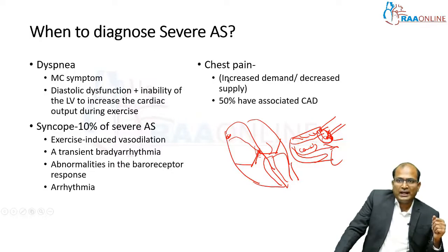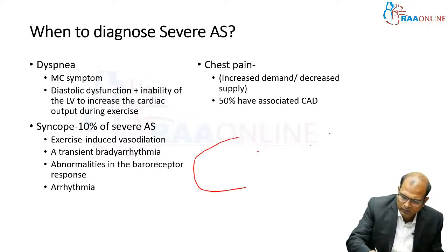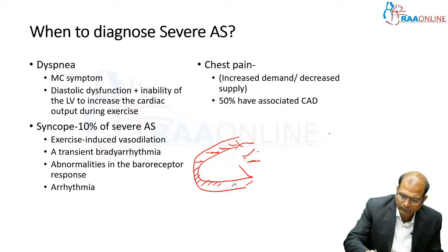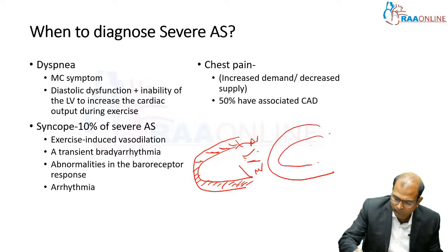Similarly, aortic stenosis patients can have chest pain. Why do patients with aortic stenosis develop chest pain? This is a normal left ventricle. The left ventricle is here, mitral valve is here, aortic valve is here. This is the interventricular septum. Mitral valve, aortic valve. In patients with aortic stenosis, there is going to be significant concentric LVH.